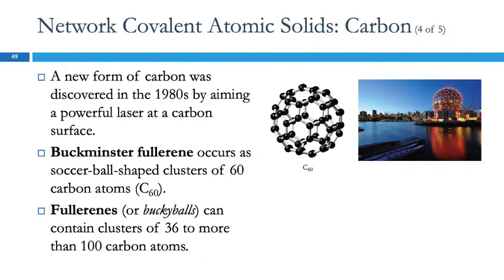Back in the 1980s, they discovered a new form of carbon. These are called fullerenes or buckyballs. This is Buckminster fullerene. It is a soccer ball-shaped cluster of 60 carbon atoms. And so the carbon atoms here are bonded in hexagons and pentagons. And it makes this ball structure. And so you can have ones that are different sizes. They can be as small as 36 carbon atoms to over 100 carbon atoms. Kind of crazy.